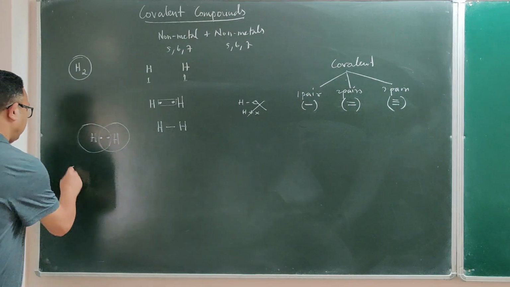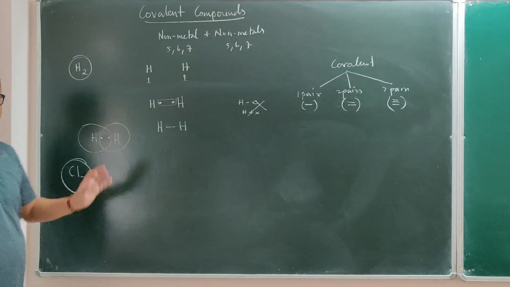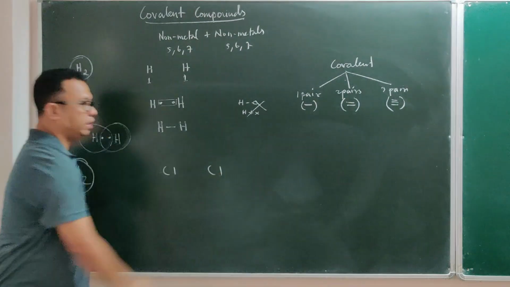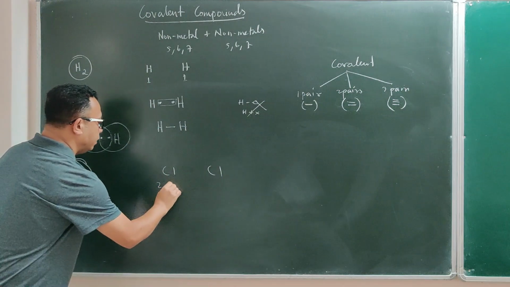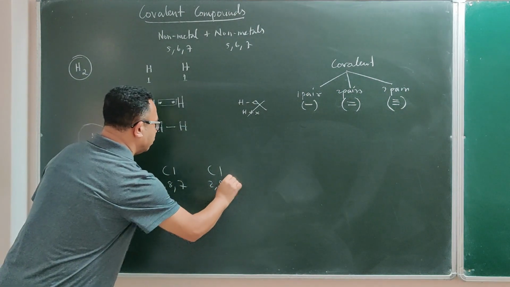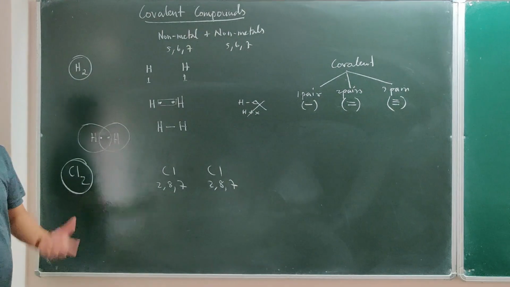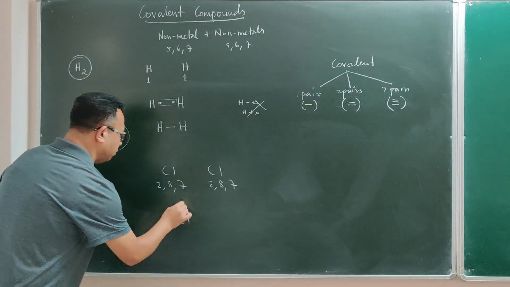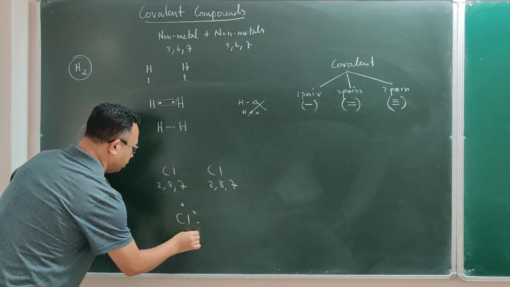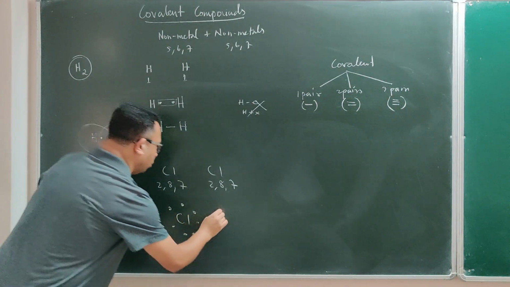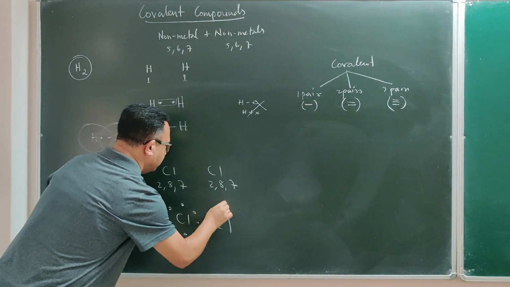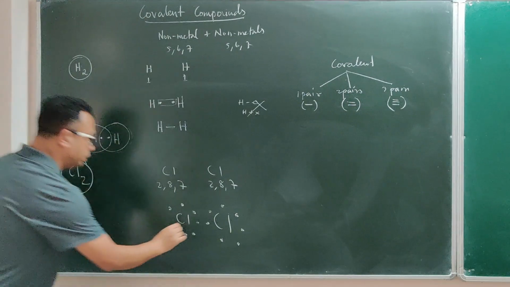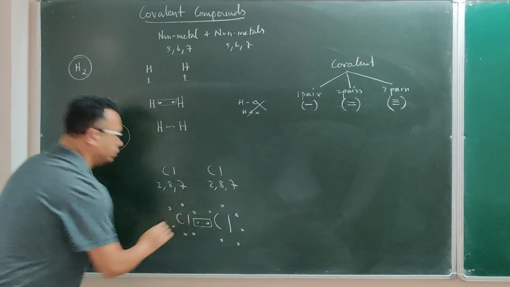The first one mentioned in your syllabus is hydrogen. Let me show you the second molecule, chlorine. Chlorine is formed between one chlorine atom and another chlorine atom. Chlorine configuration is 2, 8, 7 and 2, 8, 7. You can see the outermost shell has 7 and 7. Both of them are unhappy and cannot transfer either. So what do we do now? Electron dot structure: 1, 2, 3, 4, 5, 6, 7. One more chlorine: 1, 2, 3, 4, 5, 6, 7. Since you cannot transfer, they will share a pair of electrons here.